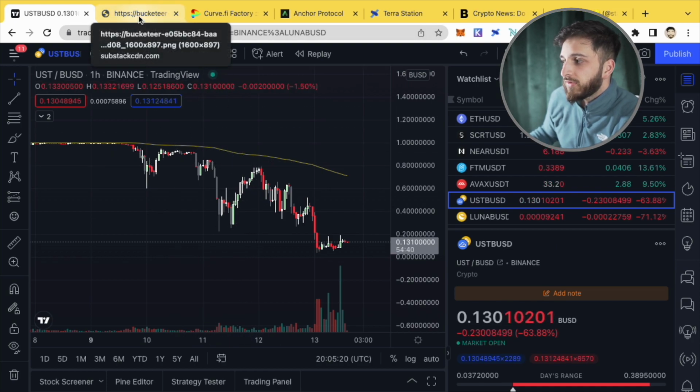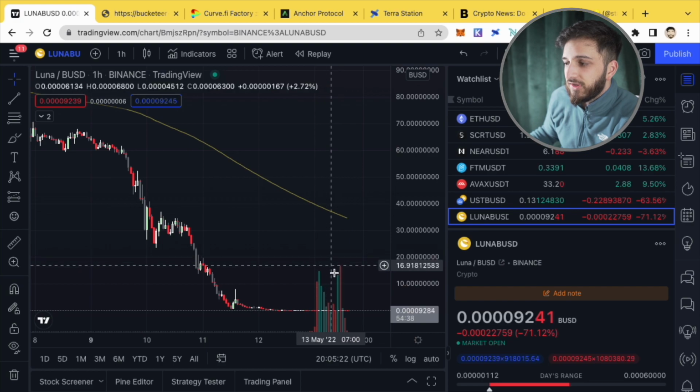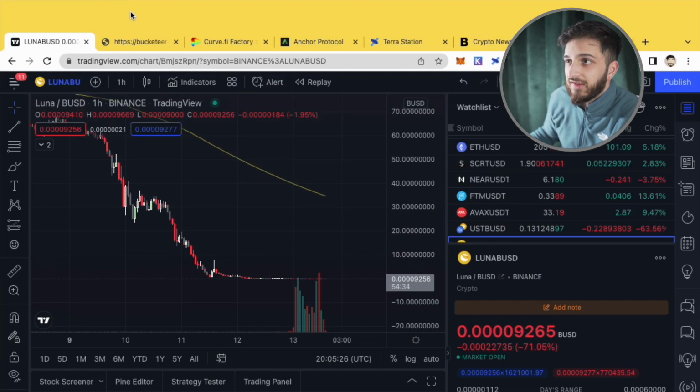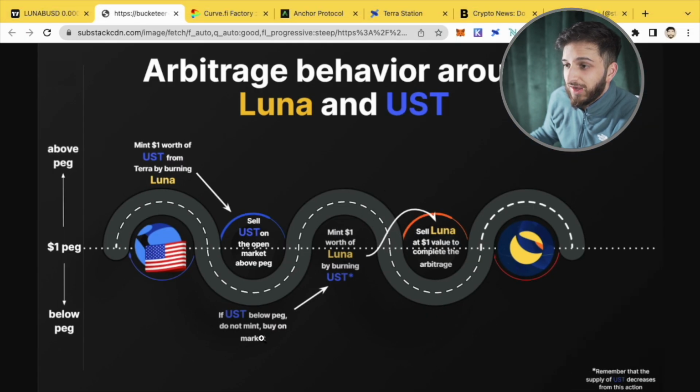Basically, that's what's happened. Luna's supply is constantly going to increase, and that's because of the mechanism that's in place with UST and Luna, where as long as UST is below peg, you're going to keep minting $1 worth of Luna and try and burn that UST. That UST supply did decrease. It went from about 19 billion to about 11 billion or something like that. I'm not too sure what it is at the moment.